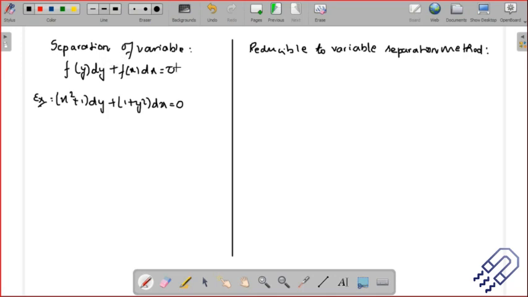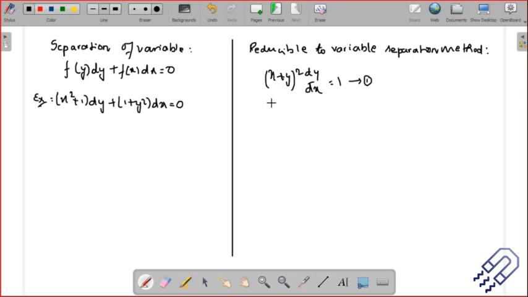different kinds of problems. For example, let's say (x plus y) whole square dy dx is equal to 1. Let's say this is an example. Here, what is the problem? The problem is I have got x plus y whole square. So if I expand it, this will be 2xy dy dx. So x and y are together. How do I separate them out? That means I have to use the reducible to separation of variable method. So this may be one example.